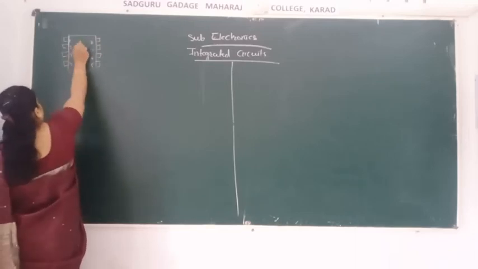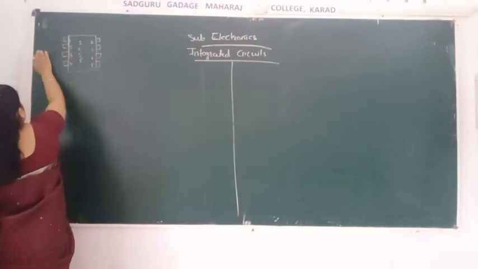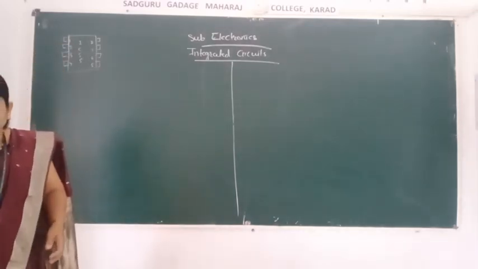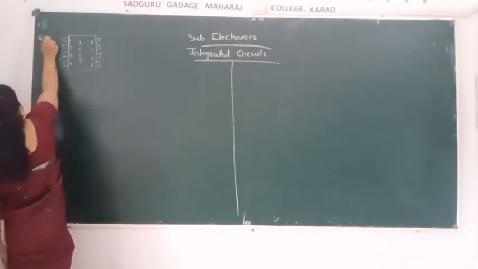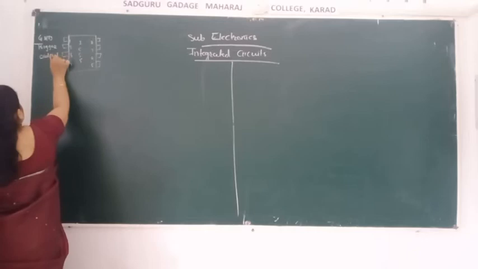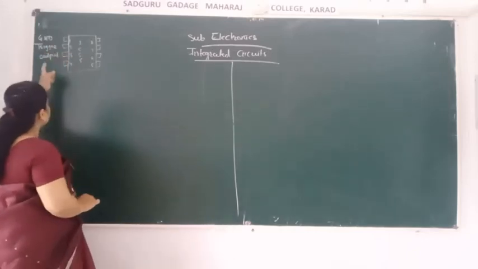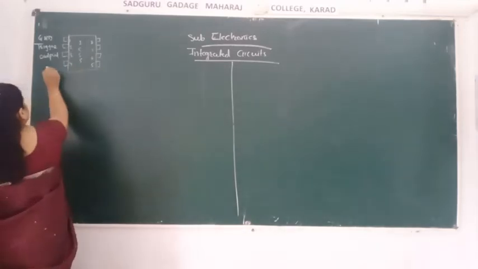Each and every pin has its different function. Pin number 1 is always used for ground. Second is for trigger. Third is always used for the output circuit, and pin number 4 is used to reset the circuit.